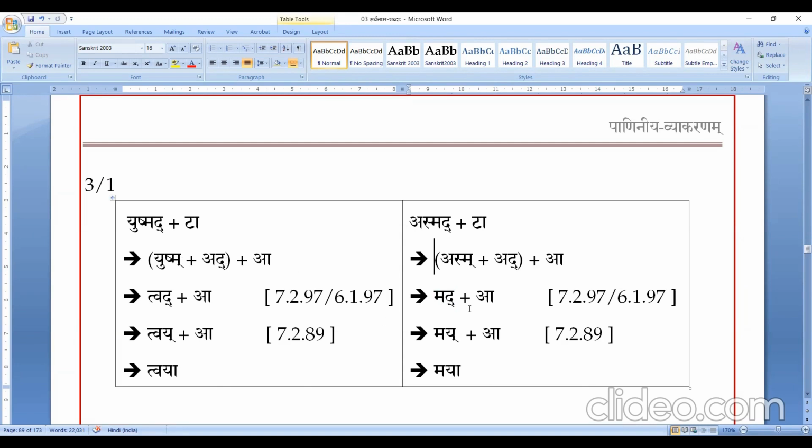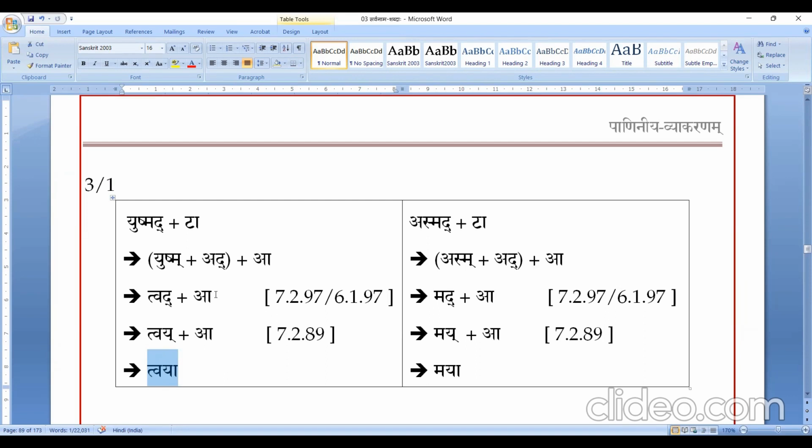Similarly, Mad here. Now Mad plus A. By Sutra, what we are seeing? Anadeshe Ajada Vikti Pratyaya Pare. Kimbhavati, Yakaradesha Bhavati. Putra Antyasya Alagastani. Therefore, Tvad will become Tvai. Similarly, Mad will become Vai. Then A, Tvaya, Maya. So Tritiya Vikti Ekavachanam, Tvaya, Maya.